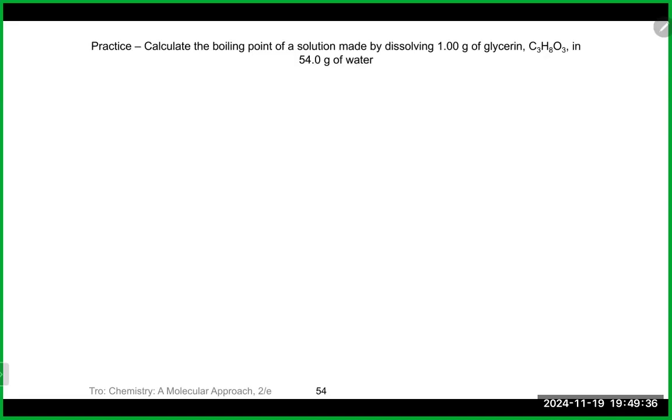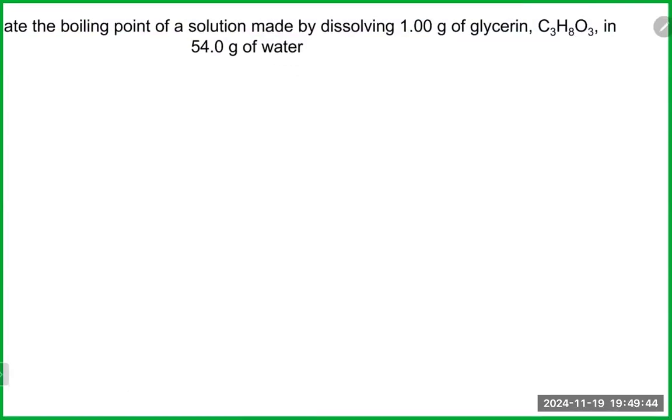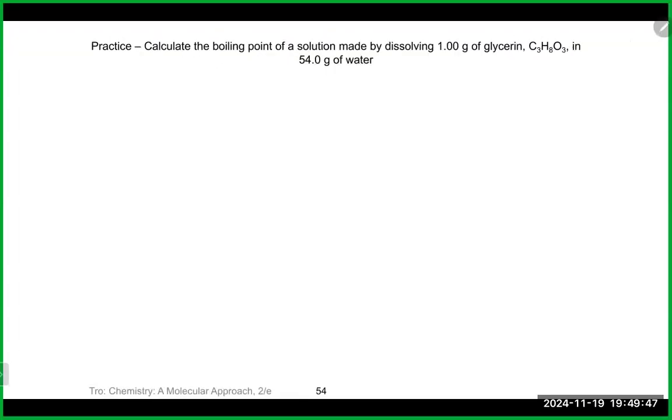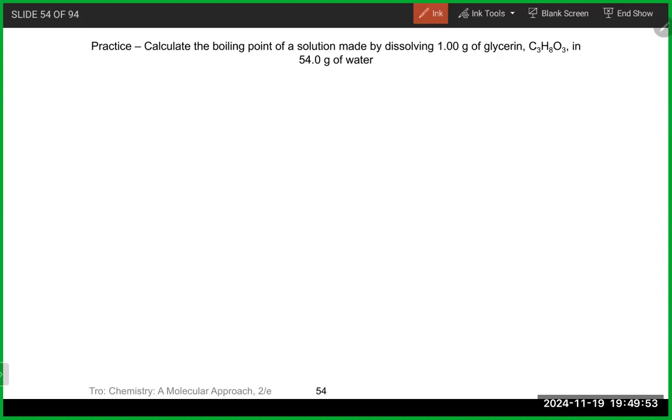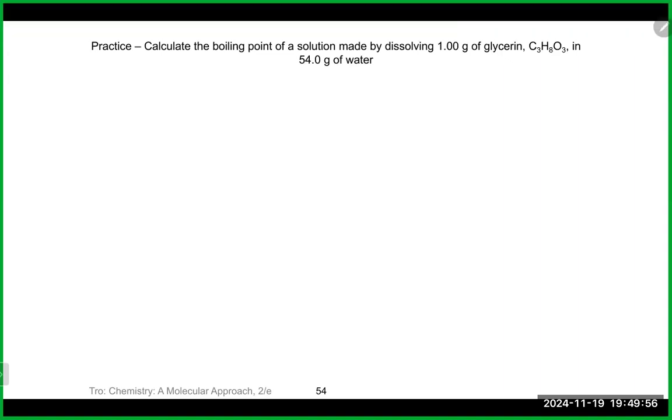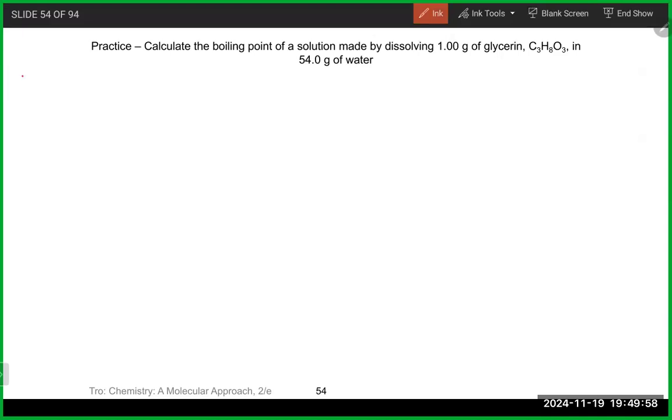Calculate the actual boiling point of a solution that you make by dissolving 1 gram of glycerin in 54 grams of water. And again, since we are doing boiling point and we're doing water, we're using the same KB here for water, and that was 0.512, I believe. And obviously 100 degrees Celsius, our normal boiling point. All right, give it a go, see what you come up with here.